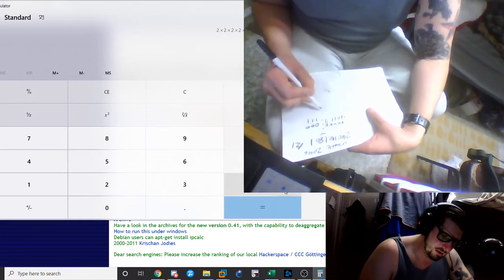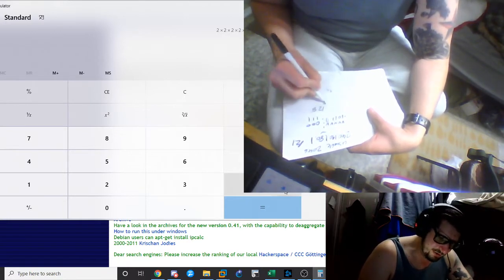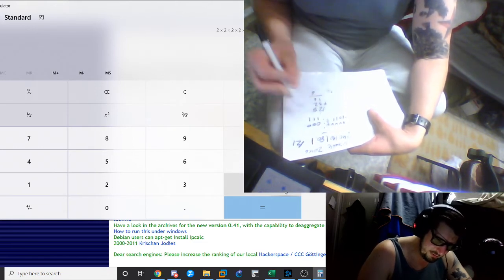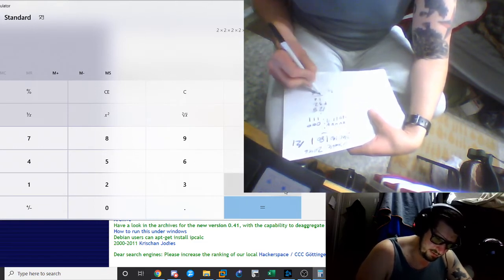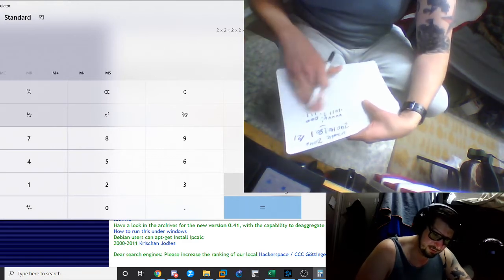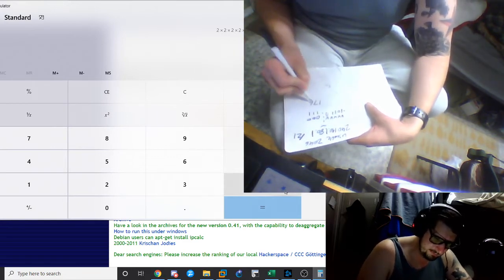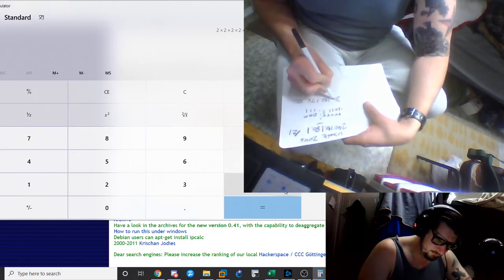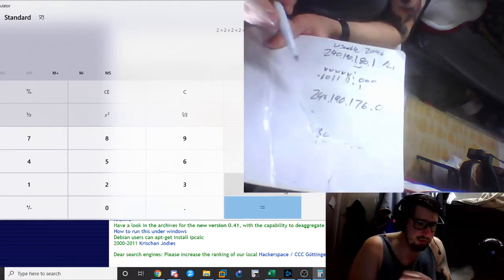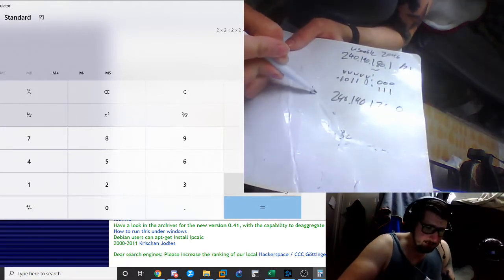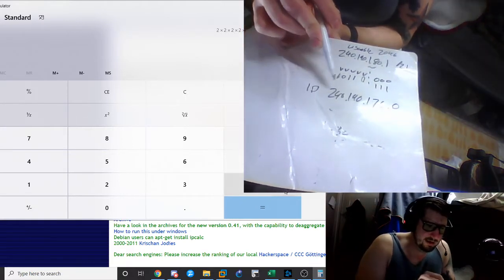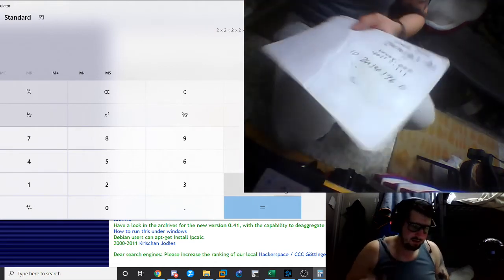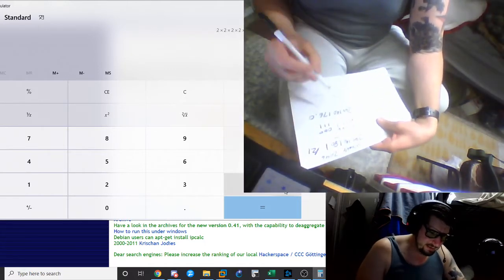So, 128 plus 32 plus 16. So 6, carry the 1, 5, 7, okay, excuse me, 176.0. See, that's why it's important to do reps. So, the ID: 2040.190.176.0. Okay. I'm going to leave that right there.